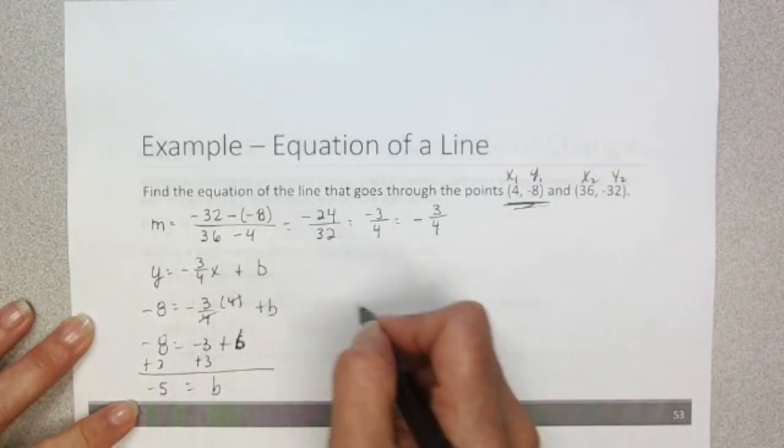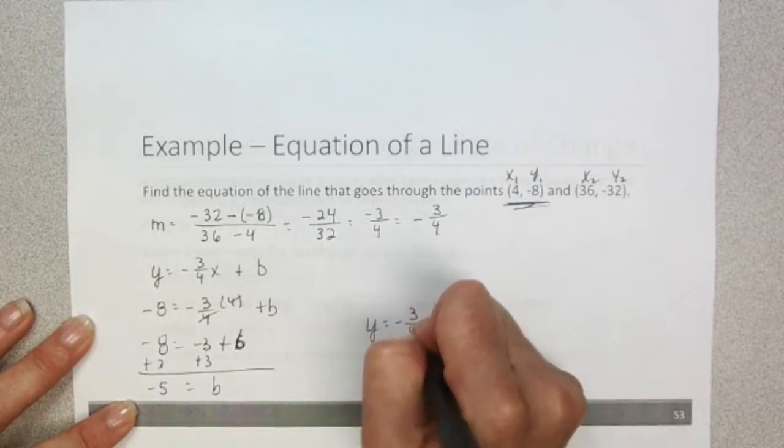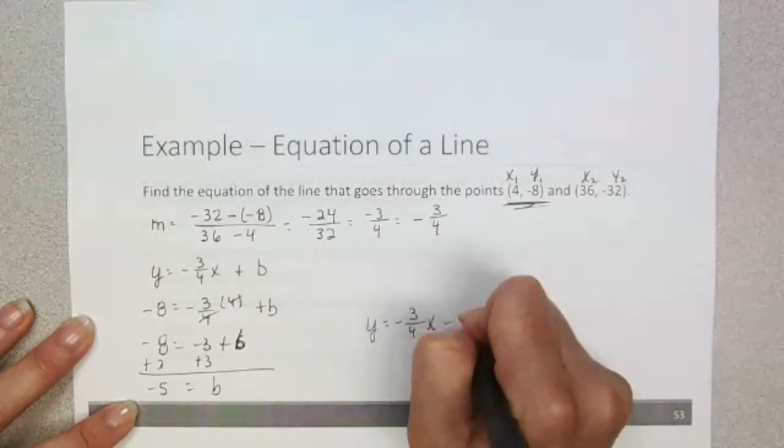All right, so I can then put that in there for b, and I know my equation now. y equals -3/4 x minus 5.